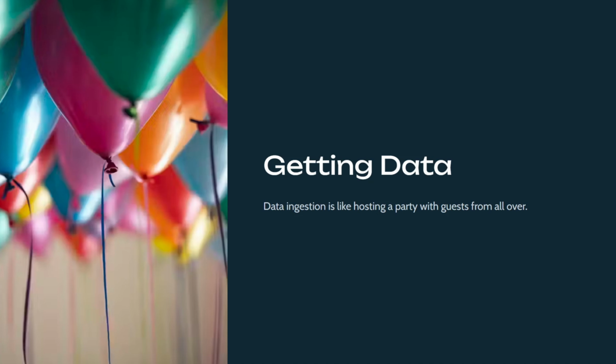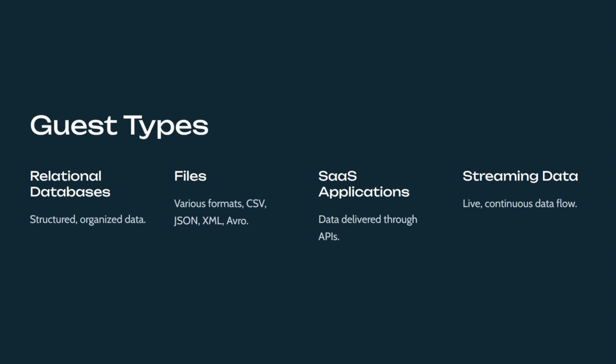You've got data coming from relational databases, your typical RDBMSs. Those are your organized, structured party goers. Then there are files: CSV, JSON, XML, Avro, the whole gang. They're like that group of friends who always show up with different outfits, sometimes even changing mid party.